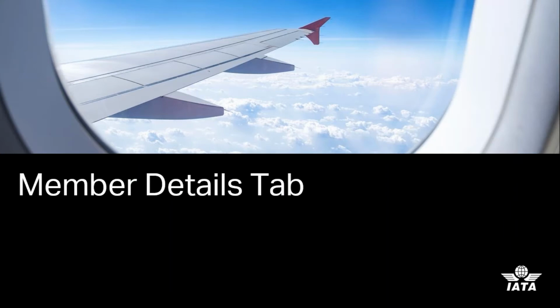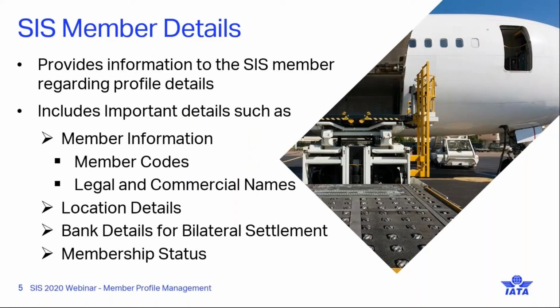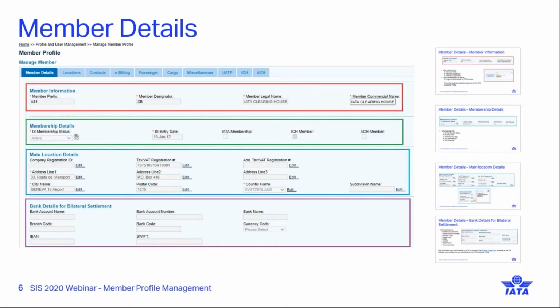So to begin, we start off with the Member Details tab. Starting off in the Member Details tab, this provides information to the SIS member regarding profile details. It includes important details such as member codes, legal commercial name, location details, bank details for bilateral settlement, and membership details. Here's a screenshot of the Member Details tab, divided into 4 different sections for explanation.